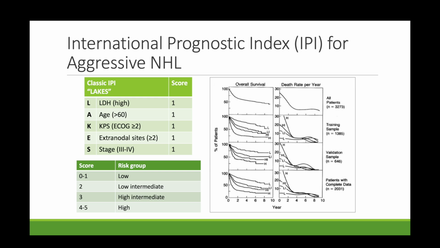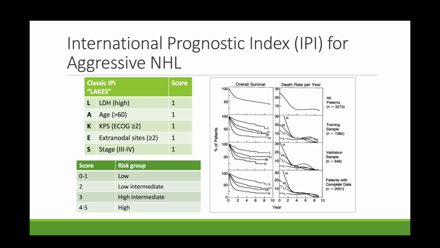So the classic mnemonic for the IPI for aggressive non-Hodgkin lymphoma is LAKES. So LDH, age over 60, the KPS or performance status, so KPS 70 or worse, or an ECOG of 2 or worse, extranodal sites, so if you have 2 or more extranodal sites, and then the stage, or stage 3 to 4 disease. So for this International Prognostic Index, I use the mnemonic LAKES.